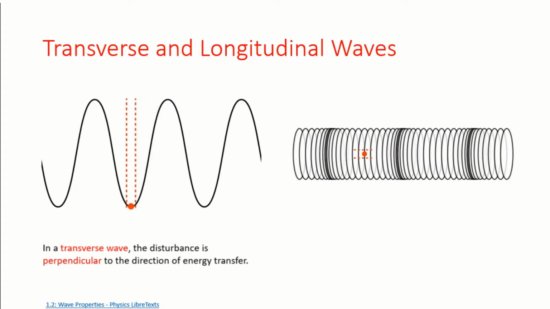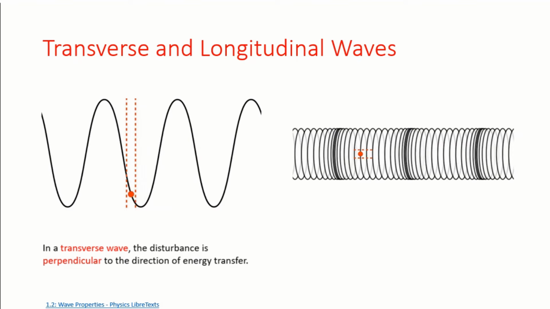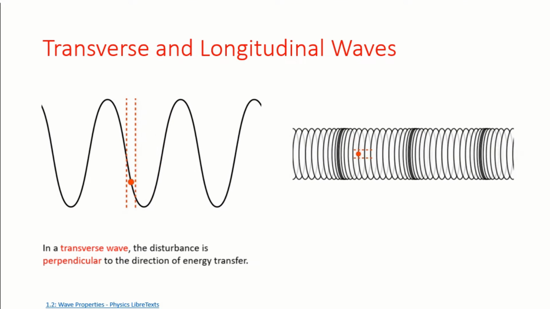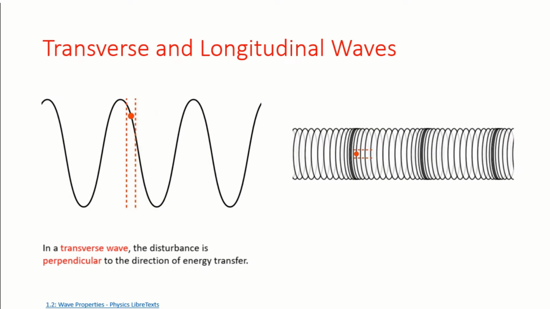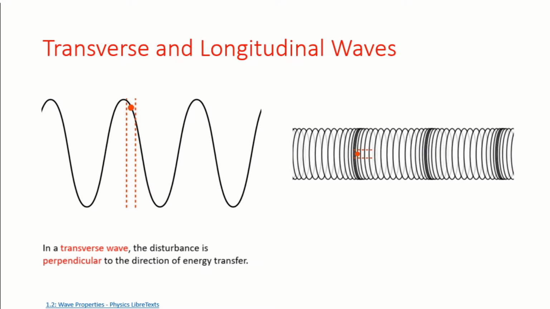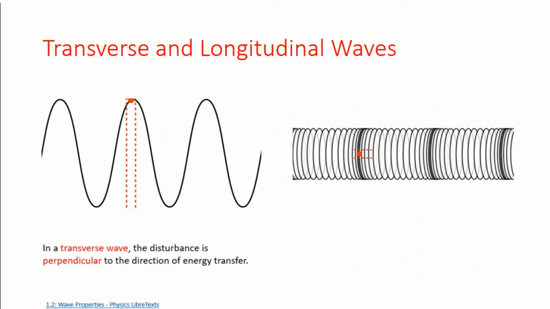Now, that could be in any direction. It could be in or out, which is perpendicular to the direction of energy transfer. So when you're defining a transverse wave, you have to use that term, perpendicular or 90 degrees to the direction of energy transfer. I've seen students before write up and down, and it doesn't always quite fit the definition we need.